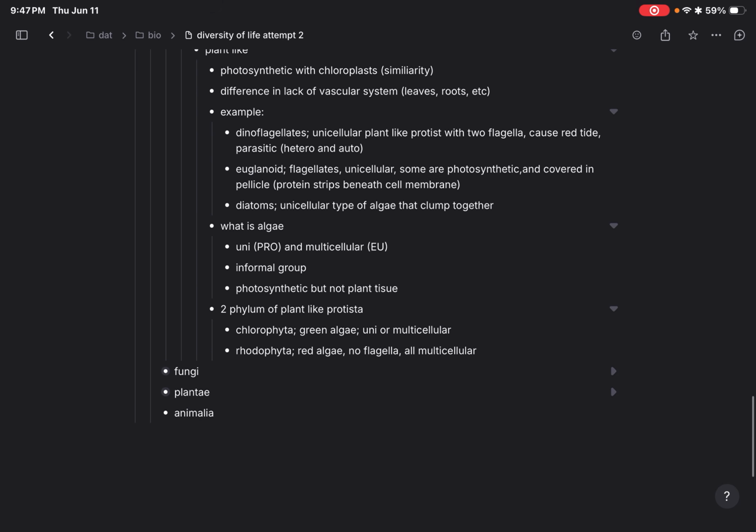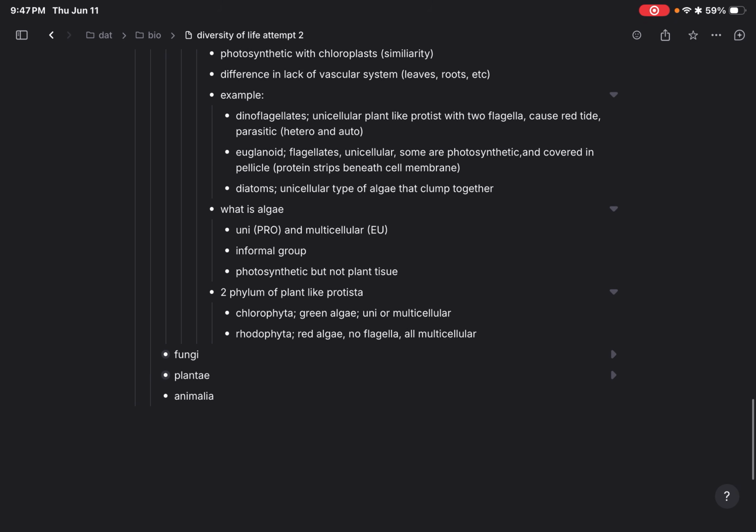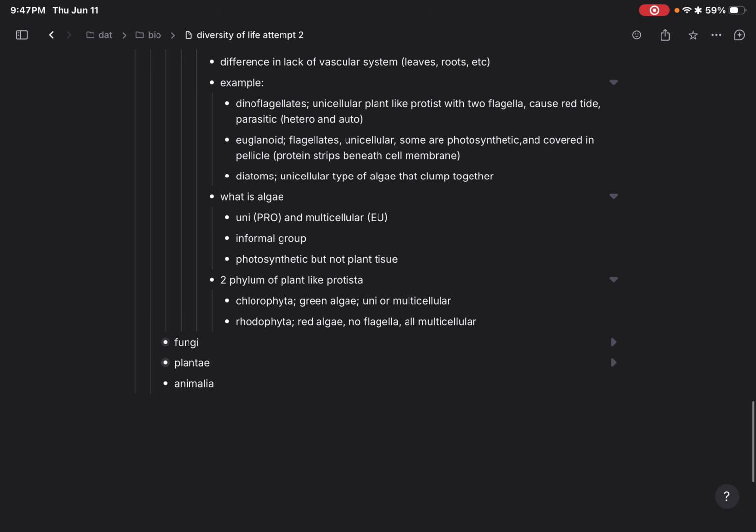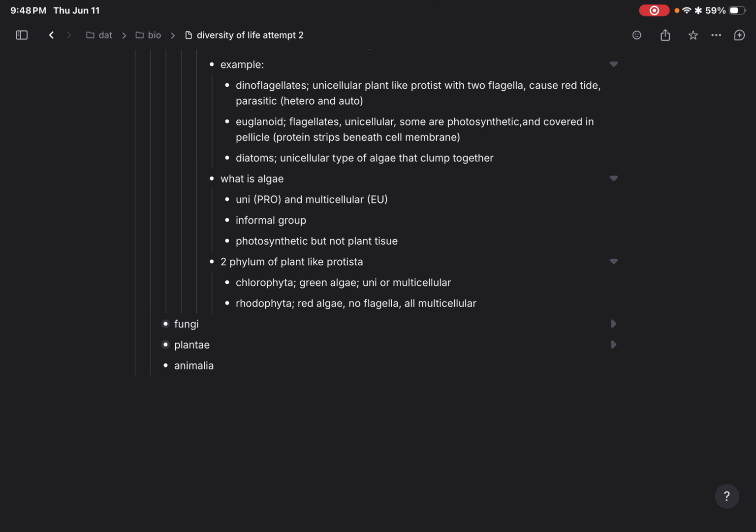We're going to be talking about those in Animalia too, because there's multiple phyla, things like Chordata, Rotifera, and all that we have to look through, which is going to be in 2 days, because I'm not doing that tomorrow. But two phyla of plant-like protists, those are going to be Chlorophyta and Rhodophyta. The main two, it's just one is red and one's green. So Chlorophyta is the green one, Rhodophyta is the red one. The main difference, Chlorophyta can be uni or multi, Rhodophyta are all multicellular, with no flagella.